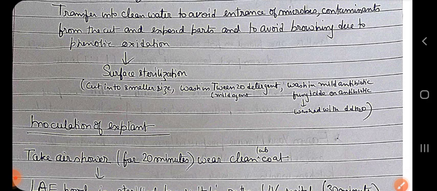For surface sterilization, first we have to cut the explant into little bit small pieces. Then we use a mild detergent, 2 in 20. Generally we use 2 in 20 as a mild detergent. And then wash in a mild antibiotic, maybe fungicide or antibiotic solutions. And then repeatedly we have to wash them in double distilled water.